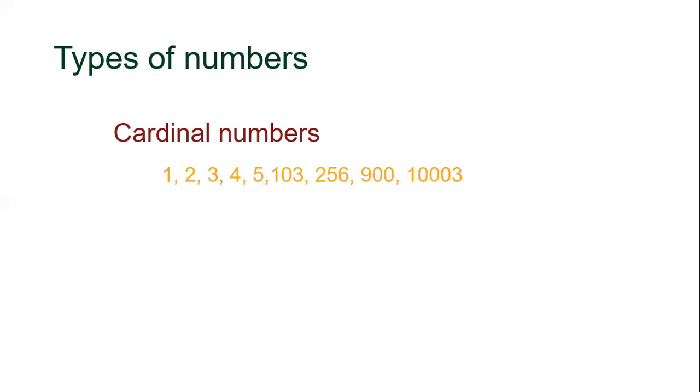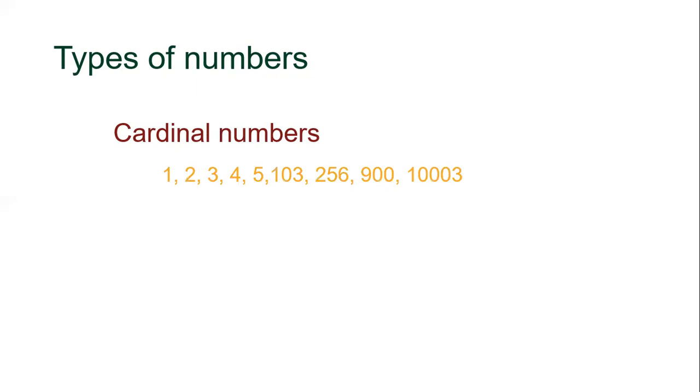There are actually two types of numbers, you can say. There are cardinal numbers. Cardinal numbers are numbers which allow us to count the objects or ideas in a given collection. Examples of cardinal numbers are 1, 2, 3, 4, 5, 103, 256, 900, 10,003, etc. Those are cardinal numbers.